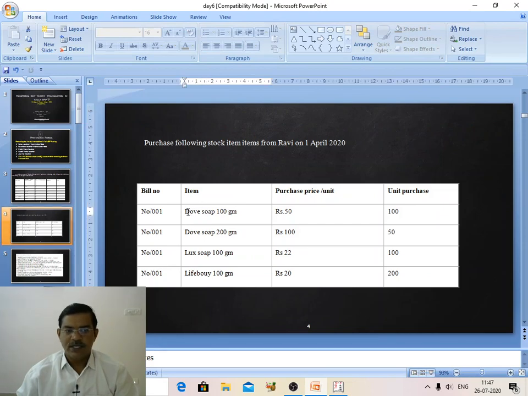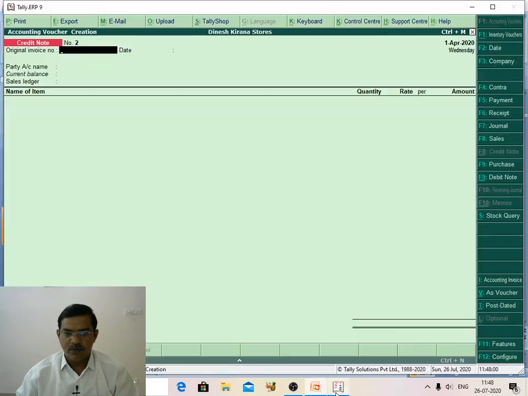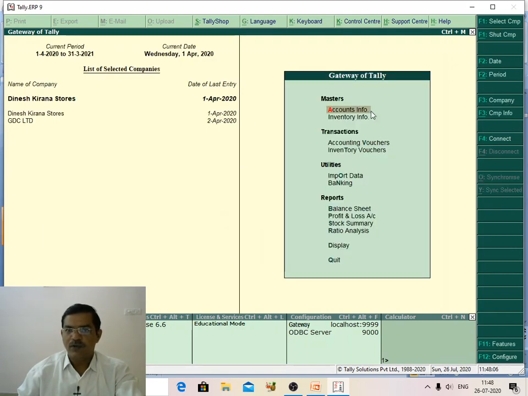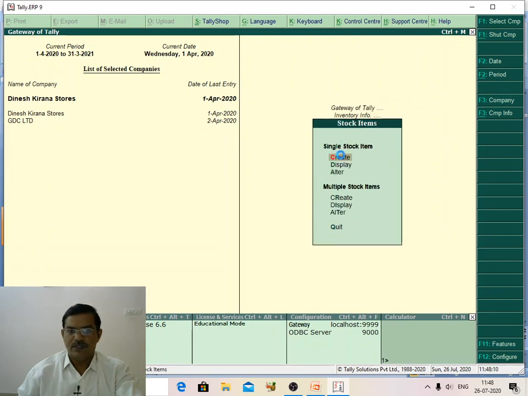And these items, Dove soap. Dinesh Kirana Store is going to buy some items from Ravi Traders. So what are the items? Dove soap, Lux and so on. First we need to create the stock items. Now I am showing you how to create a stock item. What is the path? Go to Gateway of Tally, Inventory Info, Stock Item, Create.